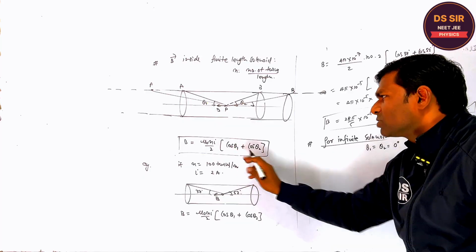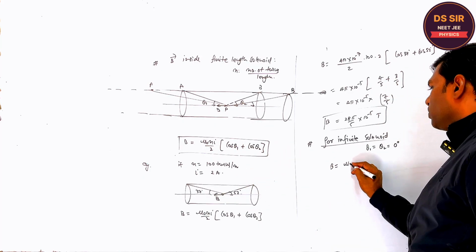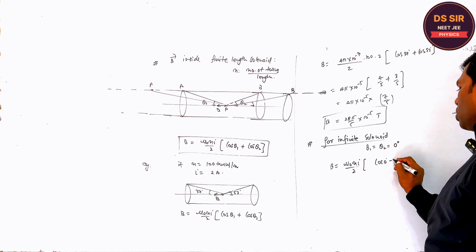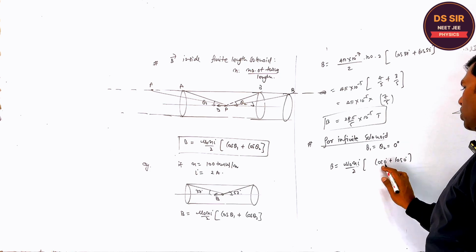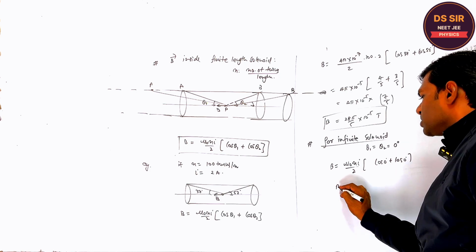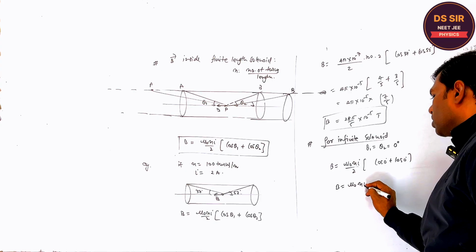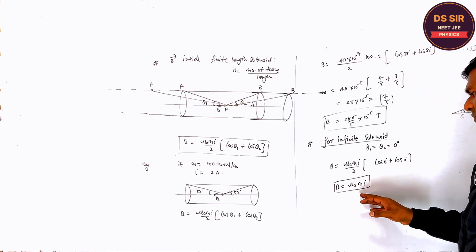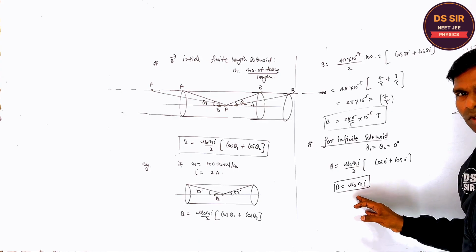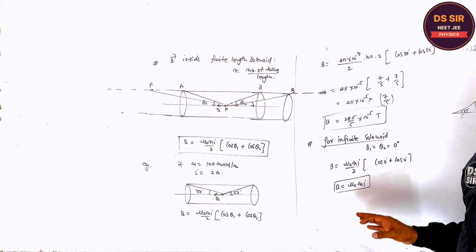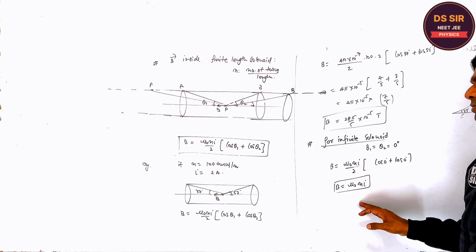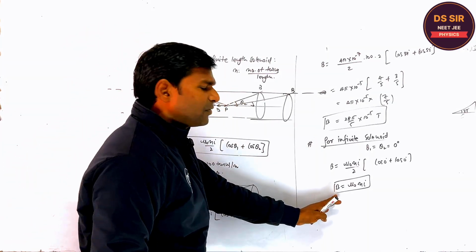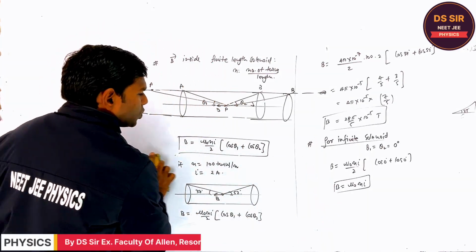So in this formula, B is equal to what? Mu naught Ni by 2 times (cos 0 plus cos 0), which is 1 plus 1, 2, and it cancels out. It is equal to mu naught Ni. This is the same magnetic field we found using Ampere's law. Is it clear or not? Yes, sir. Copy this. So this is the magnetic field inside the infinite solenoid.